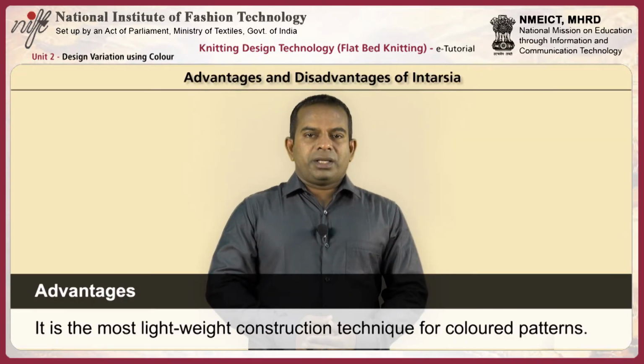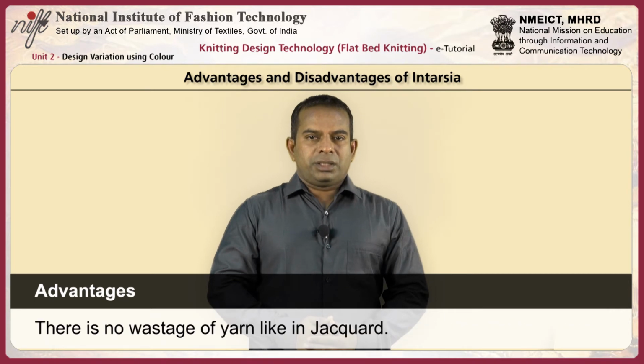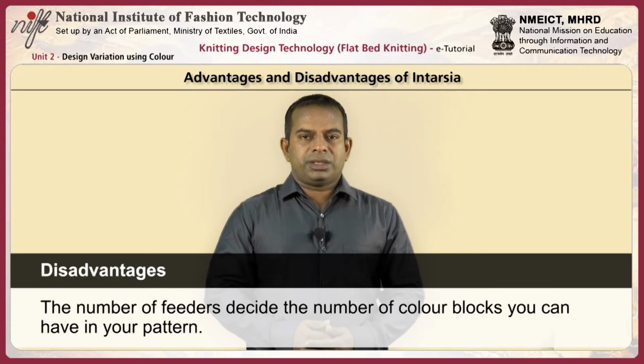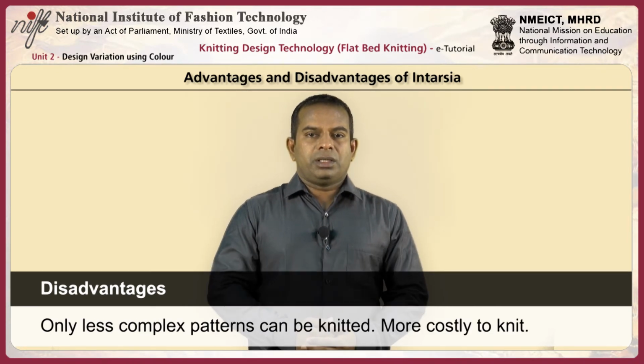Advantages: it is the most lightweight construction technique for colored pattern. There is no wastage of yarn like in Jacquard. It is as fast as solid color knitting if you use kickback feeders. Disadvantages: the number of feeders decide the number of color blocks you can have in your pattern. Only less complex patterns can be knitted, and it is more costly to knit.